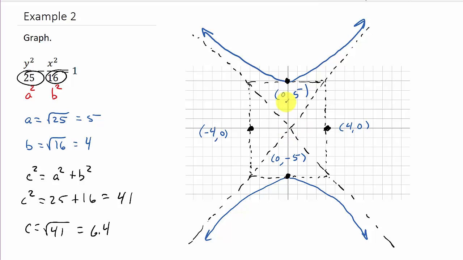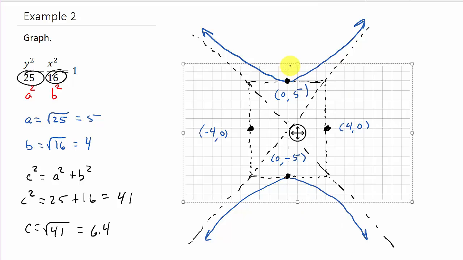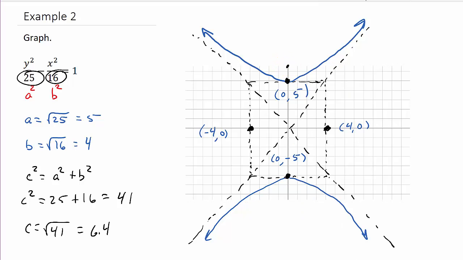So we've got a foci. We go up 6.4, so there's 5, 6, and then we go up just a little bit more. And then we come down 6 and a little bit more. So these would be the foci points, and this would be the point 0, square root of 41, and 0, negative square root of 41 would be our foci, the coordinates.